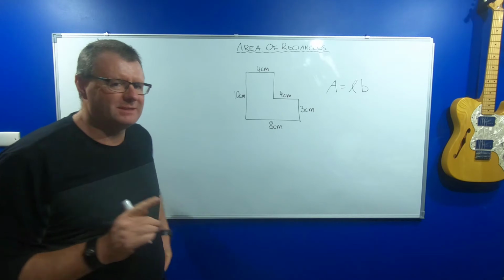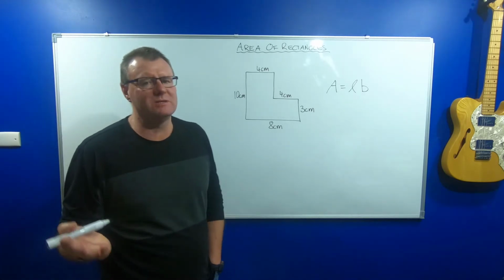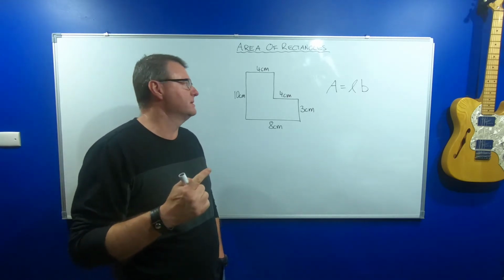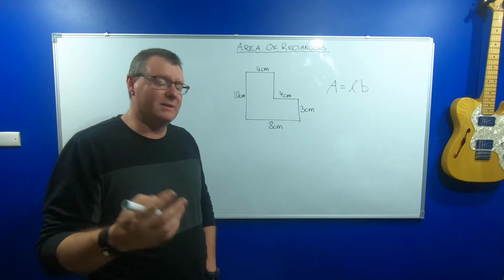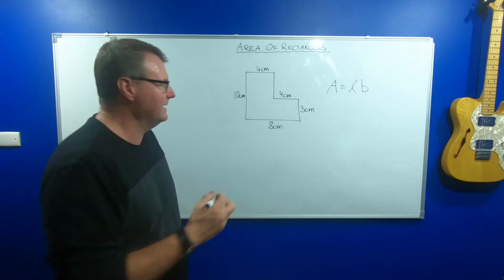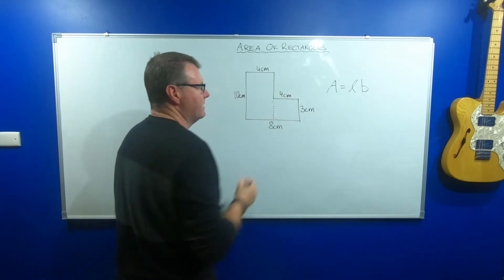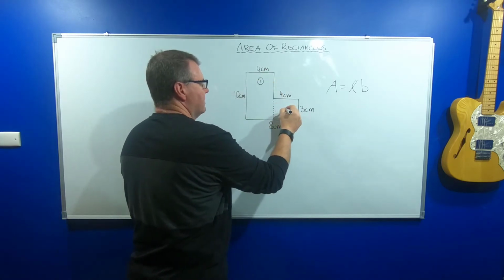All right, what about something like this? Because you look at it and you go, that's not a rectangle or a square. How am I meant to work out the area for that? This is what we call a composite shape. In other words, it's a shape that's made up of a couple of other shapes. So I could break it down into two separate rectangles. Okay, rectangle 1 and rectangle 2.